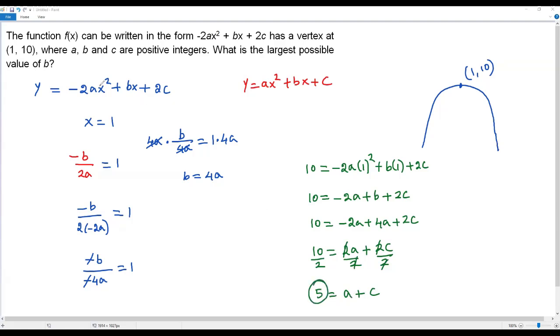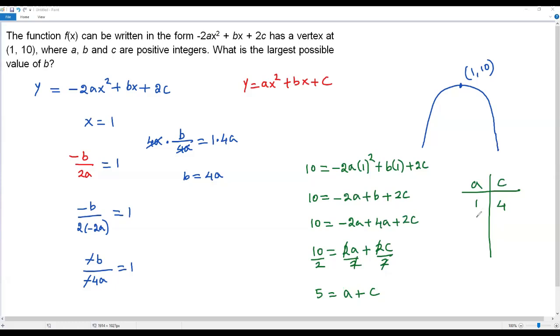The question says a, b, c are all positive integers. So now we have to get values for a and c such that a plus c equals 5. Let me write it over here. Since a and c are both positive integers, first take the first positive integer, 1, for a. If a equals 1, then c must be 4, so that a plus c equals 5.